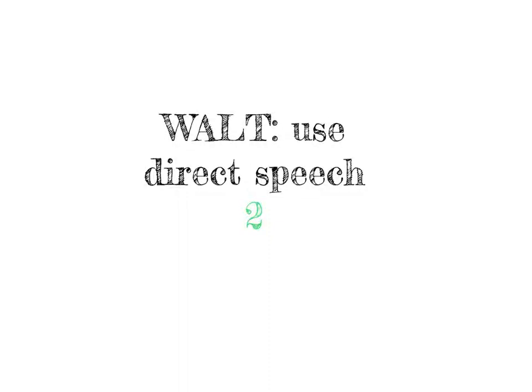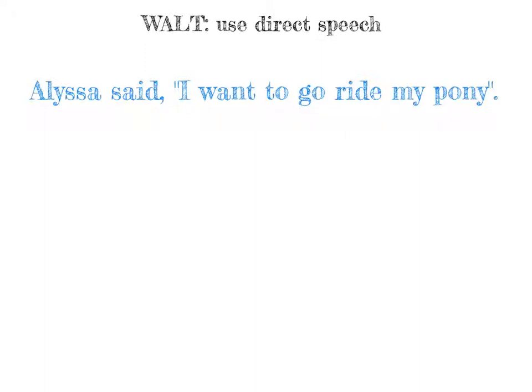We are learning to use direct speech. Okay, so we're going to learn about what kinds of punctuation belong in a sentence that has direct speech in it. So first we're going to look at this sentence. Alyssa said, "I want to go ride my pony." And we're going to have a look at what kind of punctuation is in the sentence.